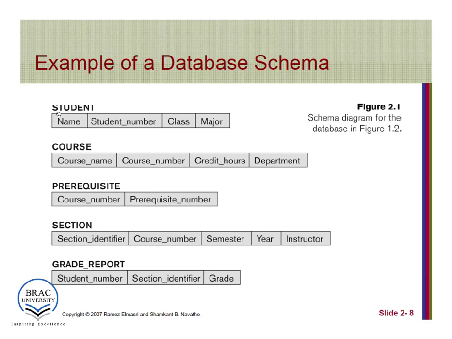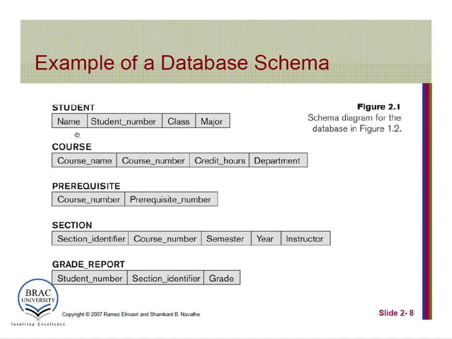And inside each table, what are the columns? That is also shown here. So in the student table, we have the student name, student number, class, major. So these are the 4 columns in the student table. In the course table, we have the columns course name, course number, credit hours, department, and so on for each table. So the database schema shows you the tables in the database, and in each table, what are the columns in each table, that is also shown in the schema diagram.